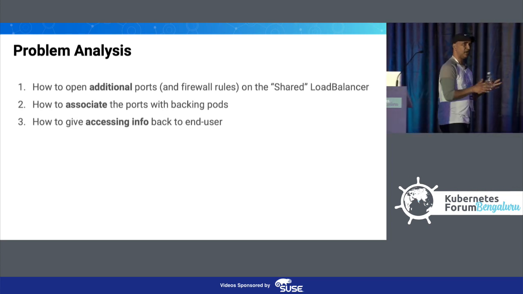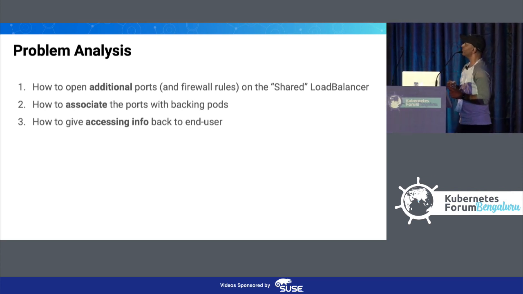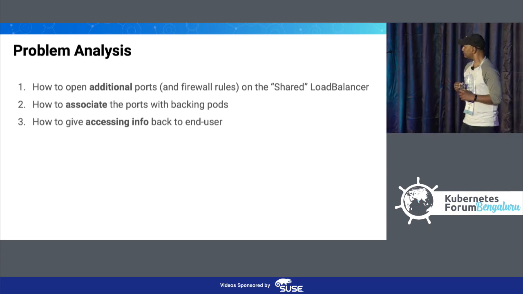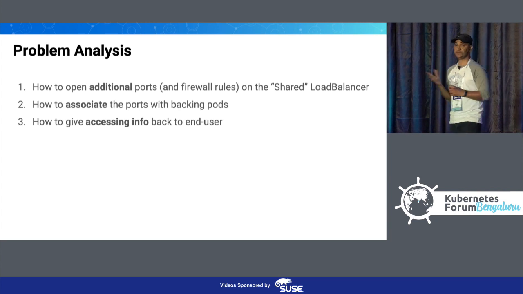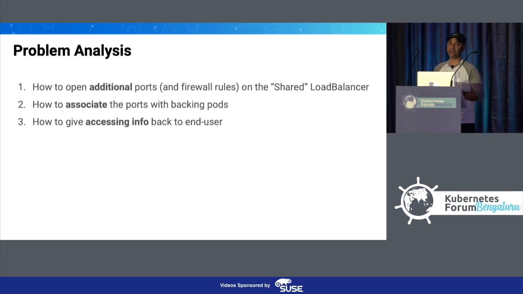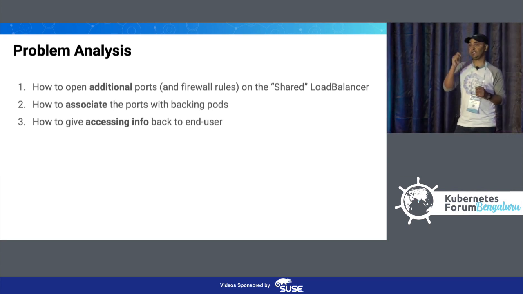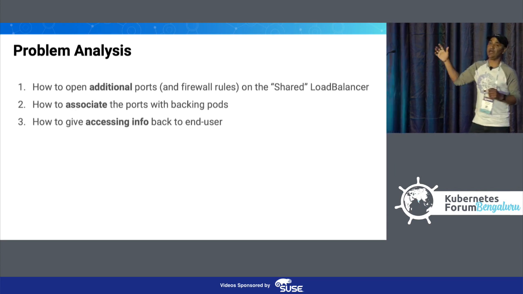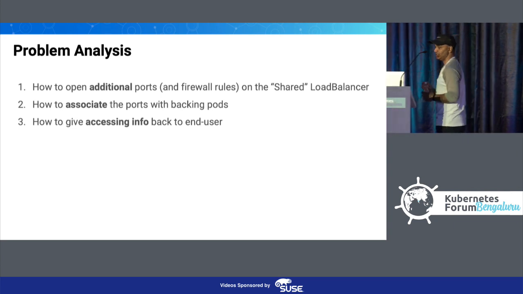If you break down the problem now, as I described in the last 2 slides, you need to open additional ports on an already deployed load balancer. And of course, you set all the security groups on Amazon or firewall rules, forwarding rules, whatnot. And then associate this to the backend pods. So all these ports that you're creating on the load balancer have to be able to talk to the backend pods. And how do we delegate that information back to the end user? Because he does not know what I did on the load balancer.